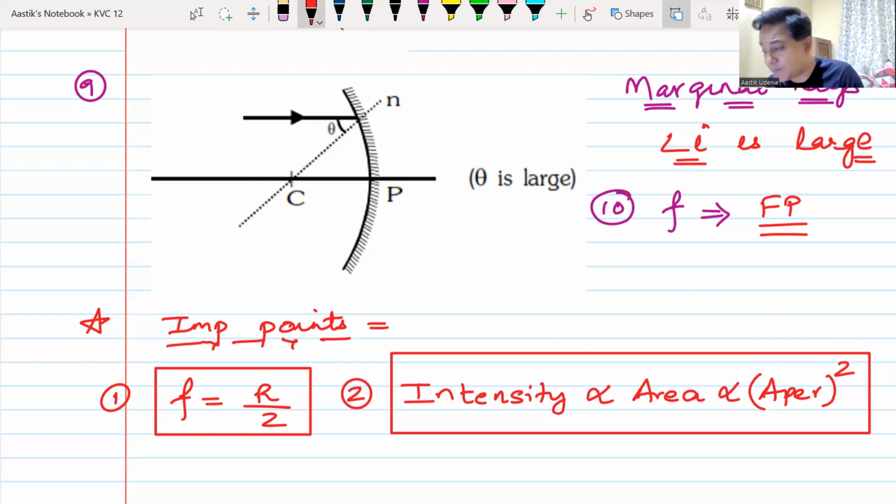The intensity of the image that is being formed depends on the area of the reflecting surface, and therefore on the diameter squared. If I make the diameter twice, the intensity of the image becomes 4 times. That is why, to see all these distant stars, you build big telescopes. Why big telescopes? Big apertures. The more the aperture, the area becomes the square of that, and therefore more light comes and you get good images.